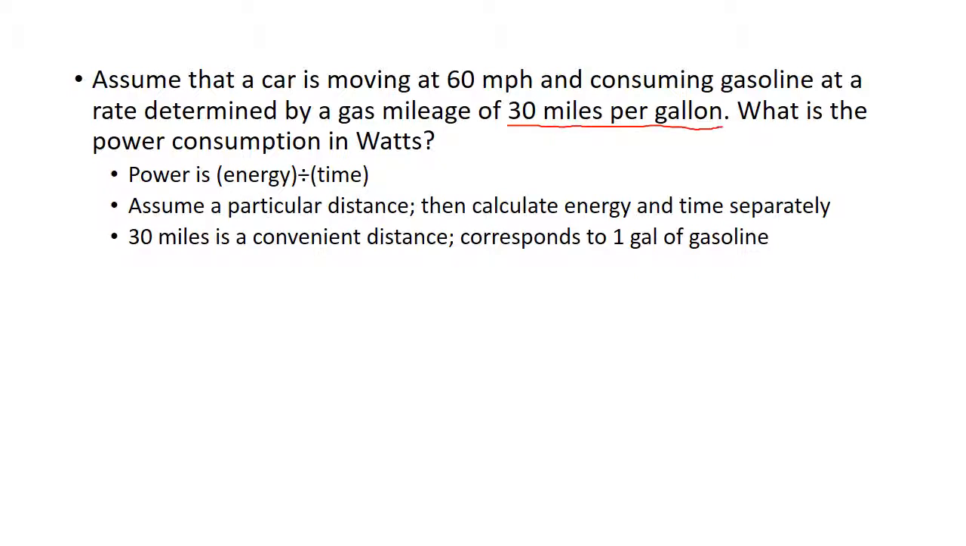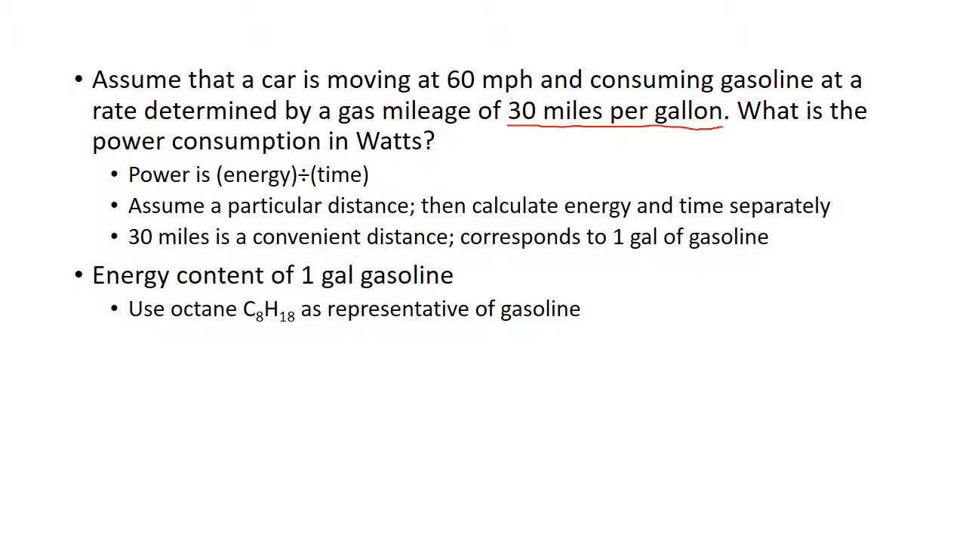So I'm going to assume 30 miles, and then we're going to do two calculations. One, we're going to find the energy that's contained in that 1 gallon of gasoline, and the second calculation is the time it takes to burn that 1 gallon. So the energy content of 1 gallon of gasoline is the first calculation. We'll use octane as a representative of gasoline.